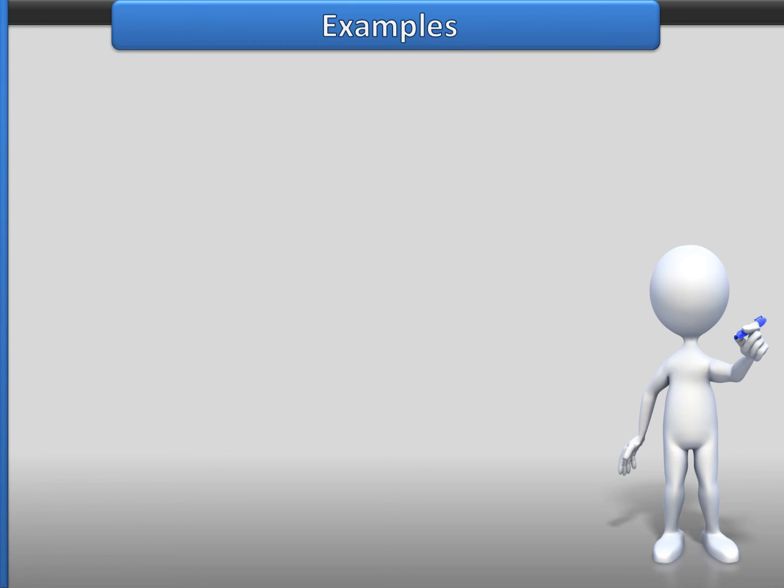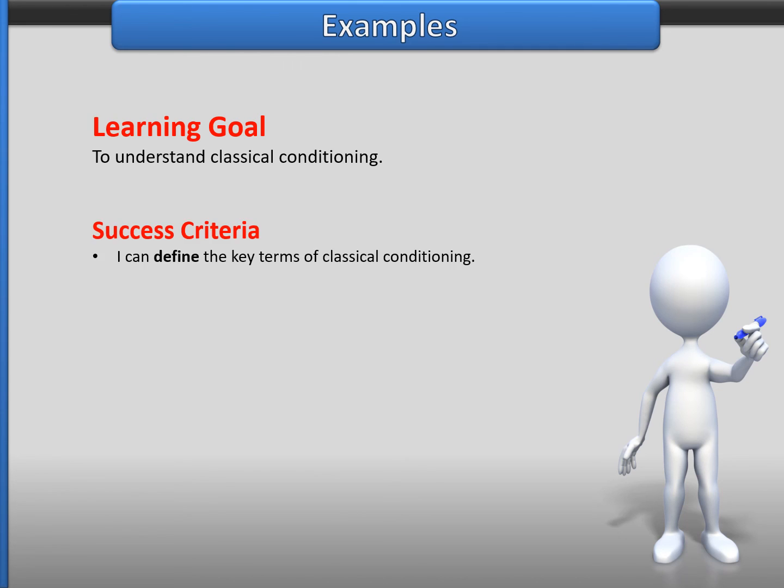Let's take a look at another example. This is a psychology example this time. So the learning goal is to understand classical conditioning. I'm not going to deconstruct it as I'd like to focus on these success criteria here. I have 2 success criteria. I can define the key terms of classical conditioning, that's your surface level, and I can apply my knowledge to a scenario, and there's your deeper level.